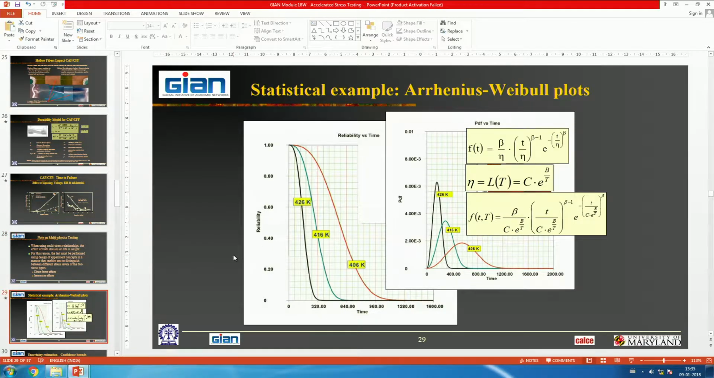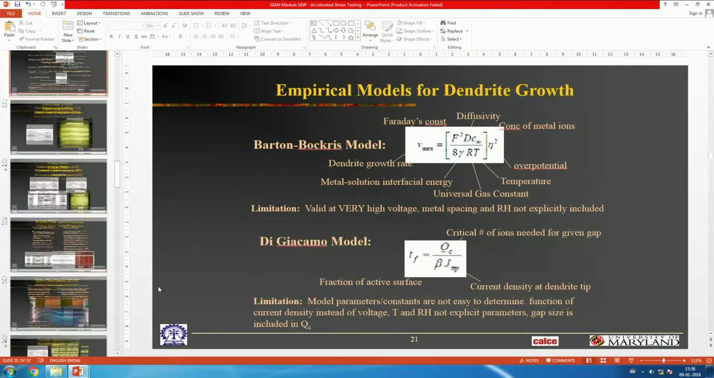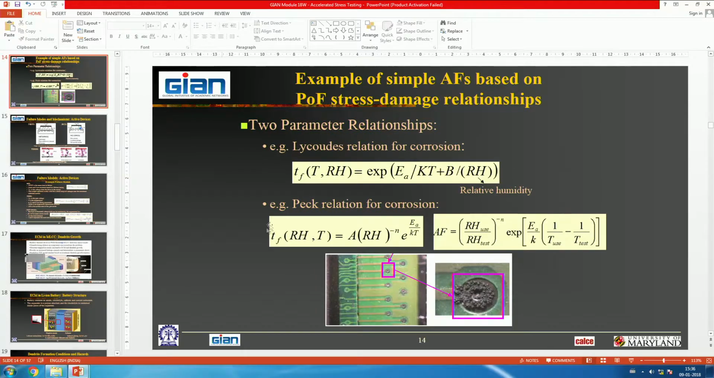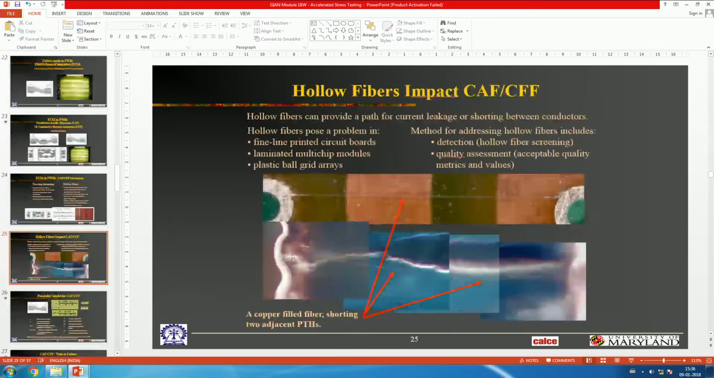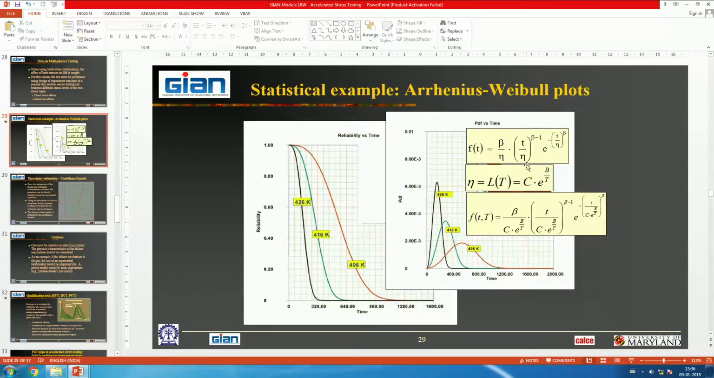Let's talk a little bit about how to inject our statistical considerations into these models. So think about how to make the model stochastic, because these models are just deterministic, right? If you think about this model that says time to failure is a single value, depending on temperature and relative humidity, you'll come out with a value. There's no distribution in there. So we have to inject that distribution, and that's done over here.